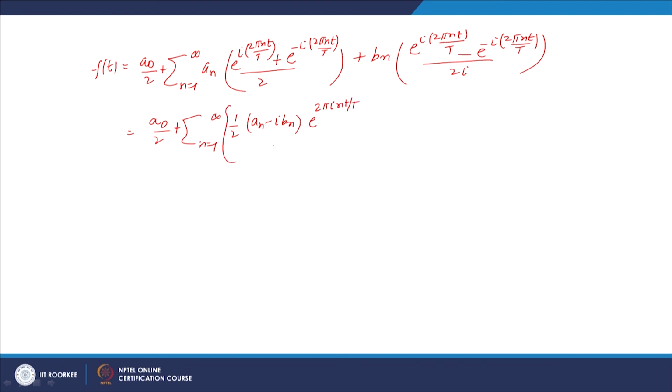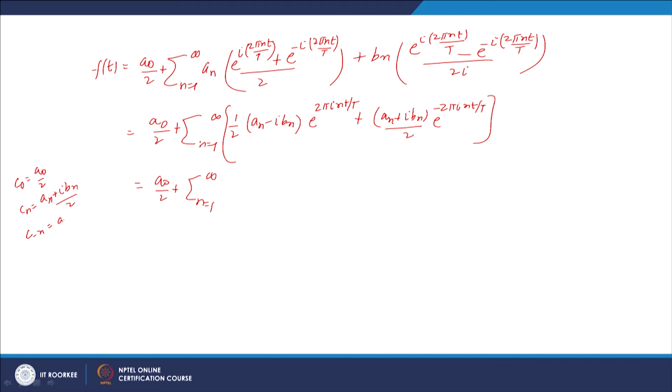Okay. And then here, 1 over i is minus i. So, we will get (a n plus i b n) divided by 2, e to the power 2πi n t by T with a negative sign. Okay. So, if I write this as C n and this as C minus n, we will get a naught by 2 plus sigma n equal to 1 to infinity. Let me write C naught equal to a naught by 2, C n equal to (a n plus i b n) by 2 and C minus n equal to (a n minus i b n) by 2.